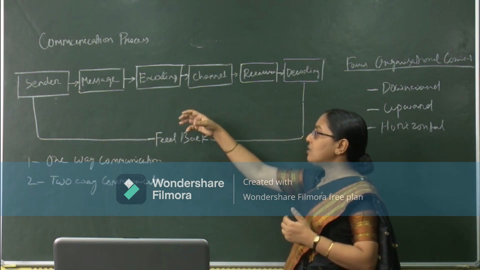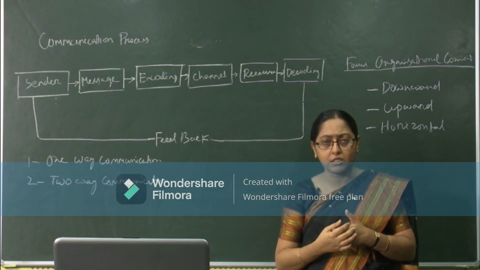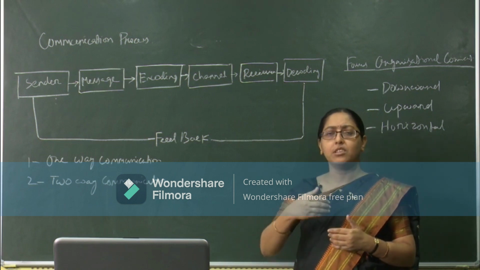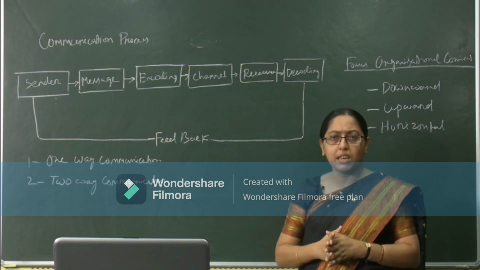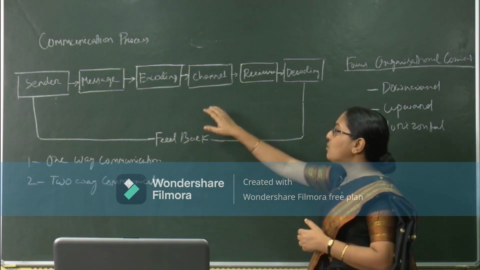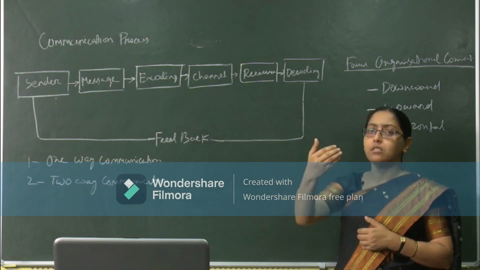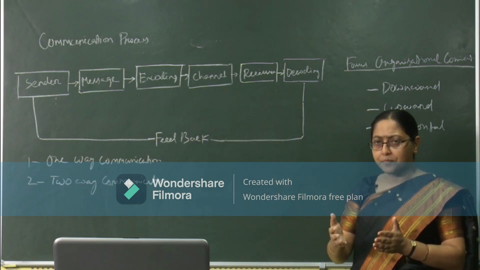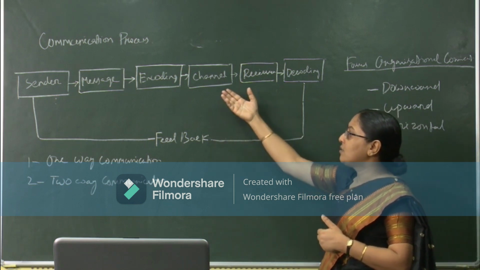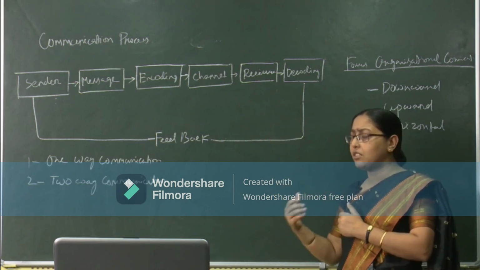Then the sender finds out which channel he wants to use to pass on the message: whether he wants to contact the other party directly, pass it through email, or over the telephone. What is the media he will use? Media means the way, the particular path through which the message can be transmitted to the other party.